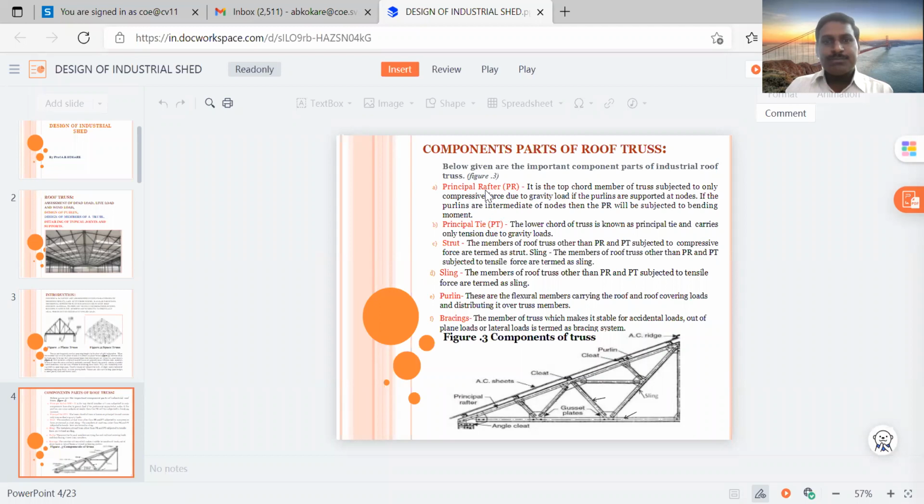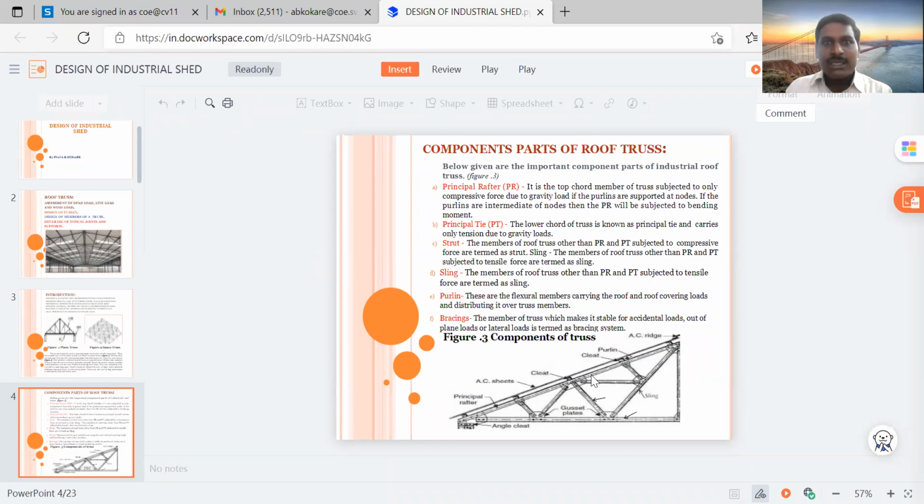So if you see the particular image, the image is showing the components of the truss. The first component written here is the principal rafter. So the principal rafter is the inclined member. If you see my cursor, the principal rafter is an inclined member, the inclined member that takes the compressive load.